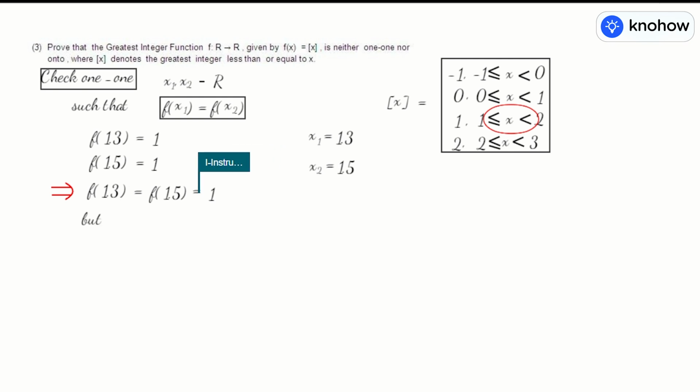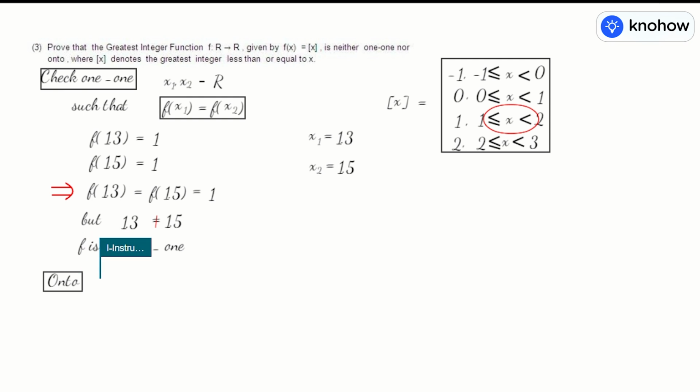But 1.3 is not equal to 1.5. That means there are two real numbers in the domain which have the same image. So the function f is not one-one. It is not one-one. Now to check onto.